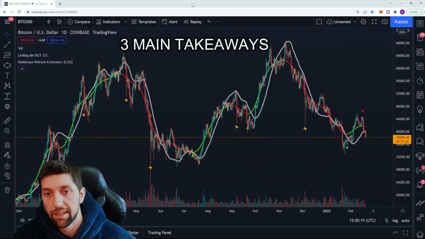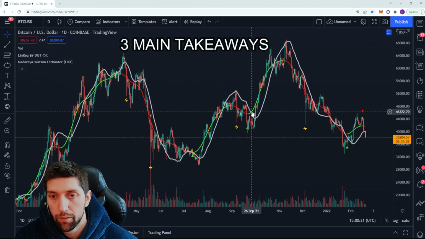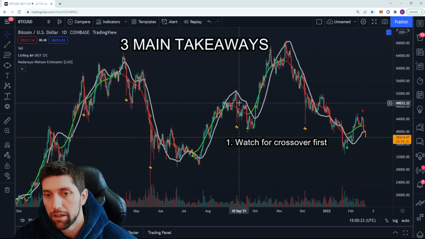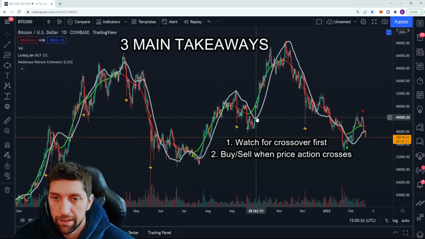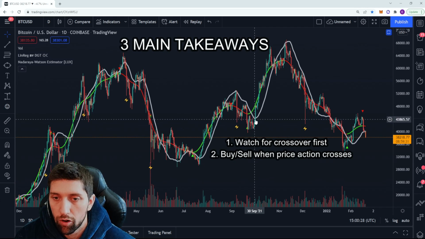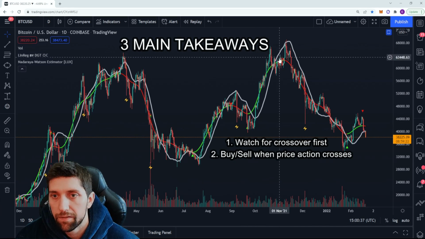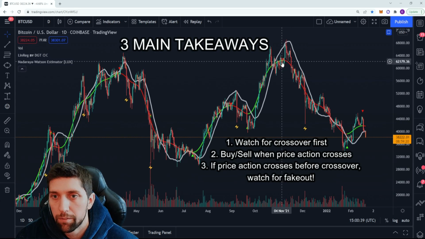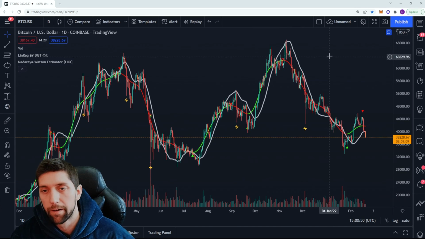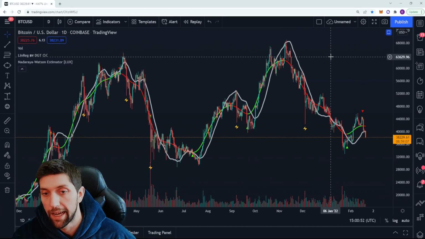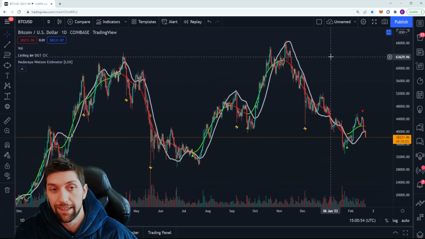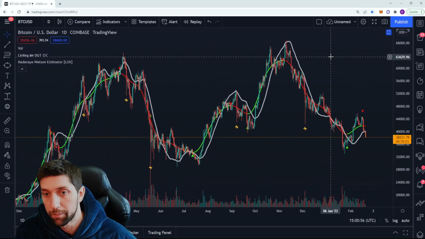So the three main things that you want to take away from this is always watch for the crossover first. The safest buying opportunity is when the price is crossing the LRC, and if you see price action trying to break before a Nadaraya crossover happens, that is a potential fakeout. Now this is only part of the equation as well. We also use a handful of oscillators that help you figure out exactly where the tops and bottoms will be.